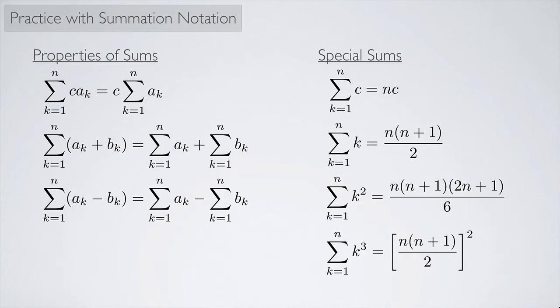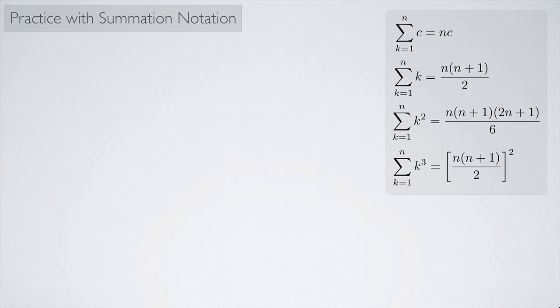Okay, so let's look at how to actually use these properties and these special sums. So here are the special sums. We're going to use those, so I'll put them over here on the side. And first I want to look at this. This is the sum from k equals 1 to n of 5k squared plus 2k plus 1.